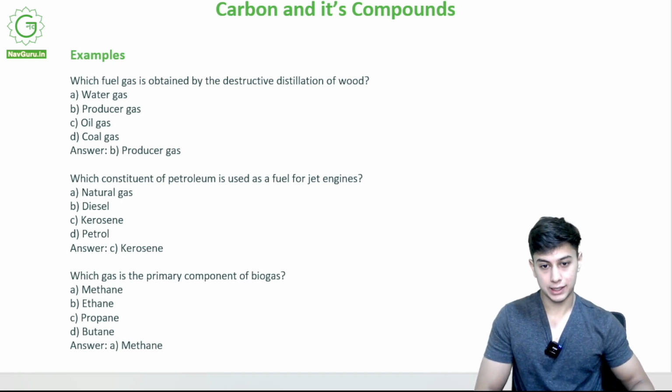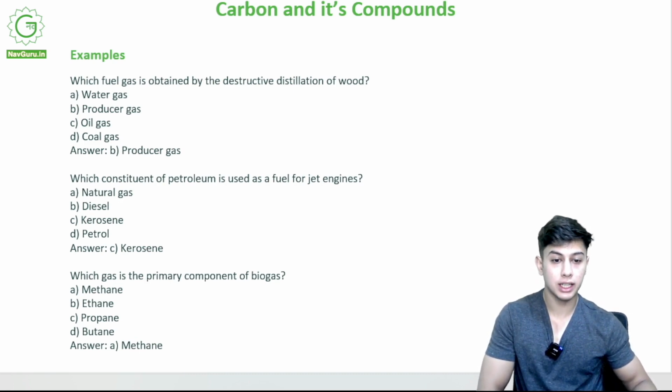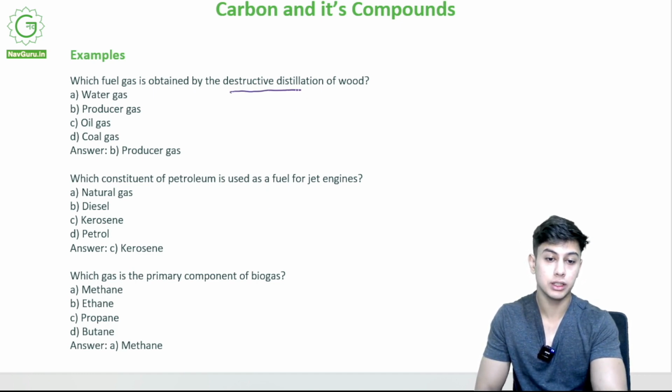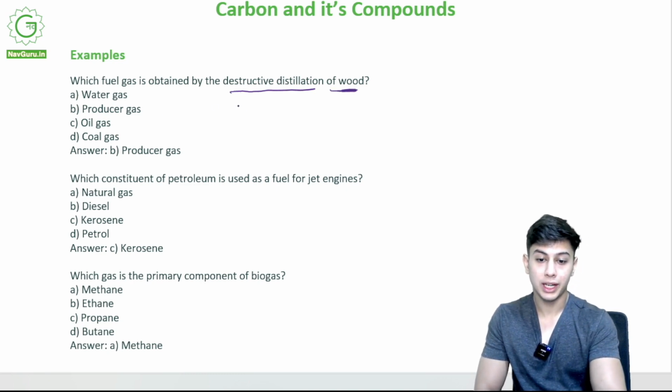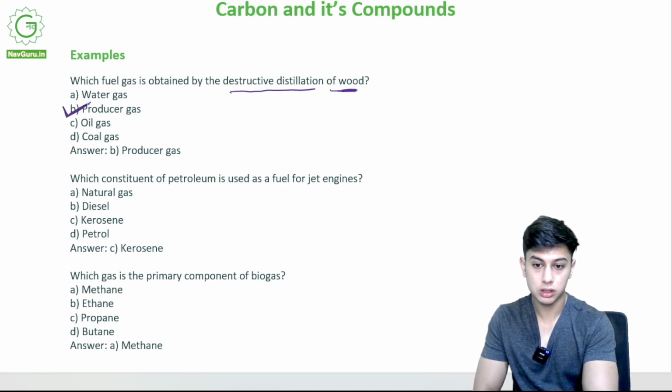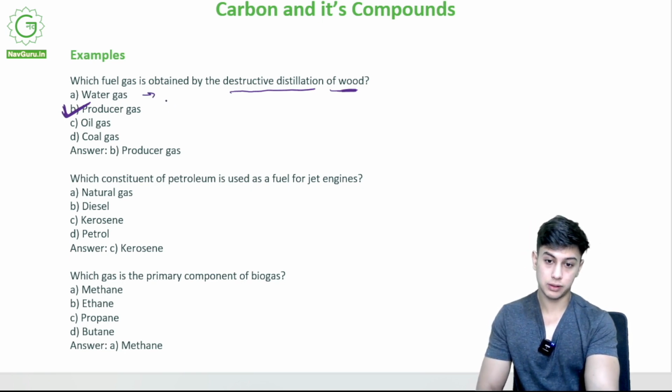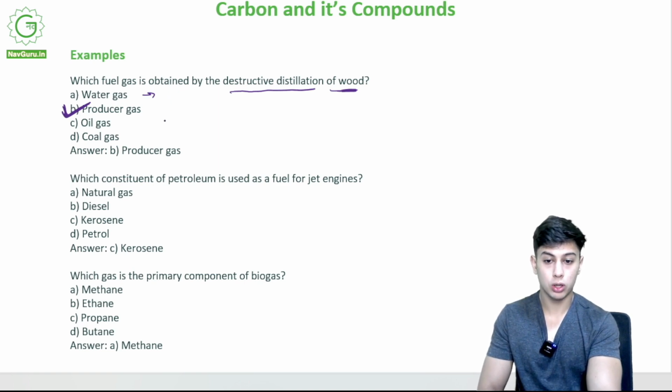Which fuel gas is obtained by destructive distillation of wood? Now again they have mentioned destructive distillation, but of wood. What will I get by destructive distillation of wood? I will get producer gas. How did I obtain water gas? It was passing steam over red hot coke. Oil gas, destructive distillation of petrol. Coal gas, distillation of coal.